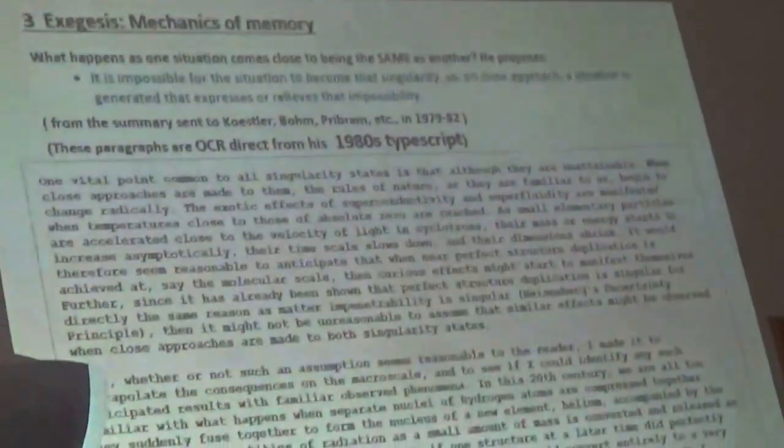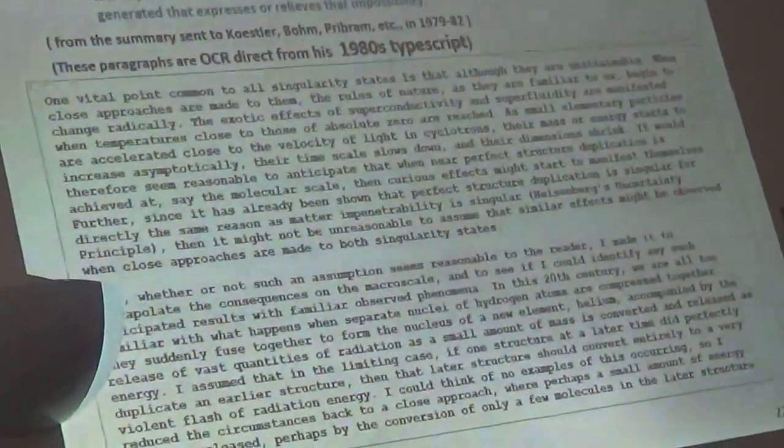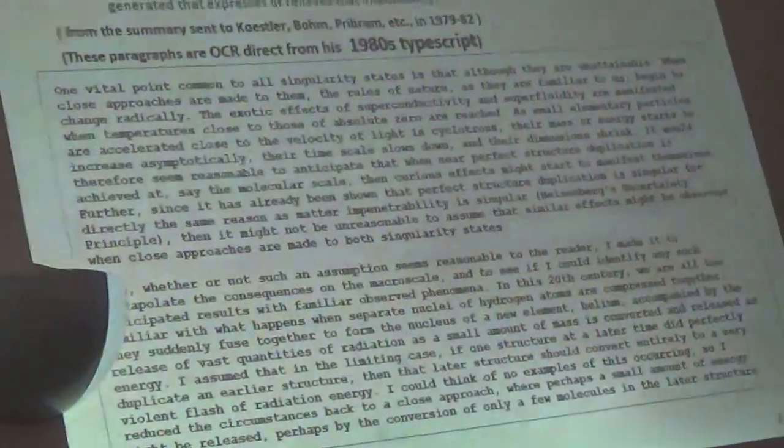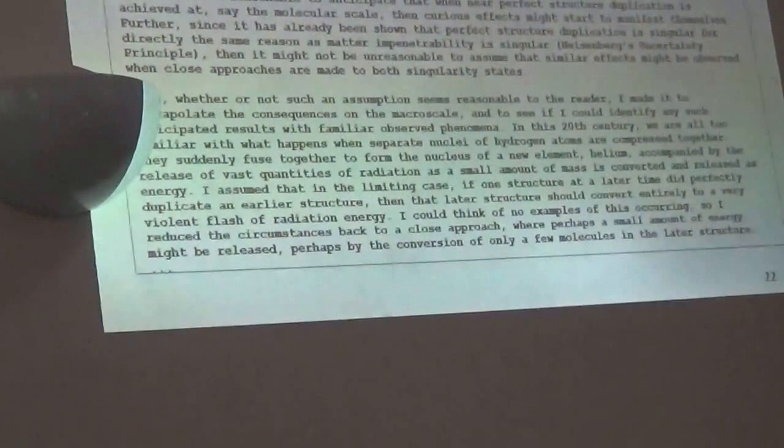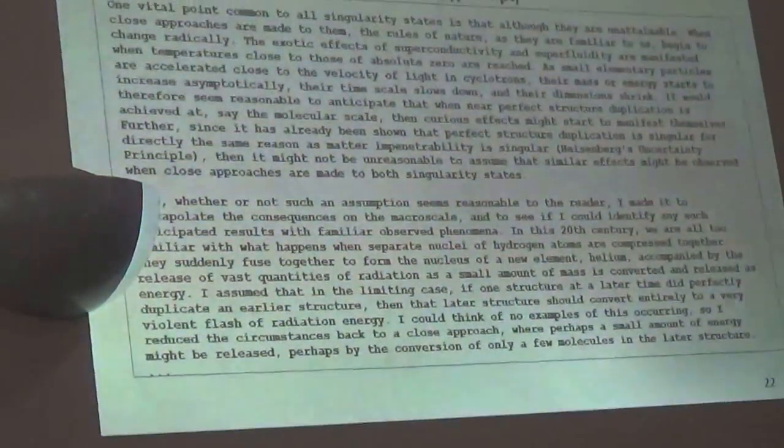I don't know whether you can read this. I'd like to read it absurdly quickly. He says, in writing his text, a vital point common to all singularity states is that although they are unobtainable, when closer approaches are made to them, the rules of nature as they're familiar to us begin to change radically. The exotic effects, superconductivity, superfluidity, are manifested when temperatures come close to absolute zero.